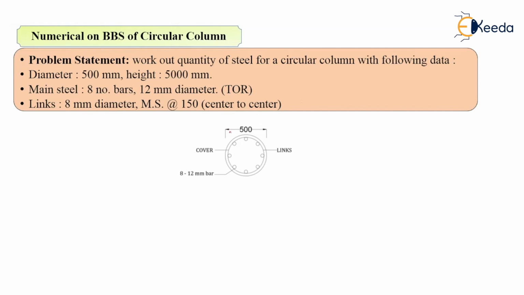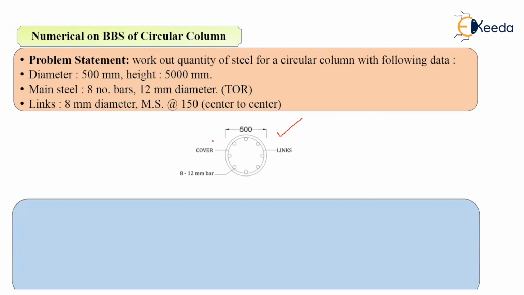And they have also given the section here. You can see the section. The diameter of column is 500 mm, length they have given 5 meter, then cover they have shown but they have not given, so we can assume the cover. Then links they have given 8 mm and there are 8 number of main bars and the diameter of main bars are 12. So let's calculate the quantity.